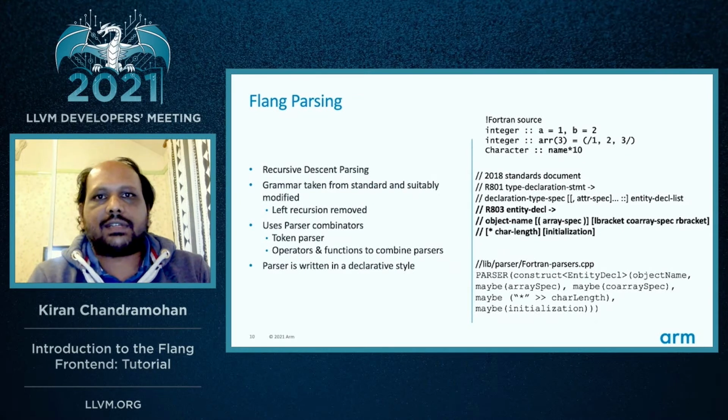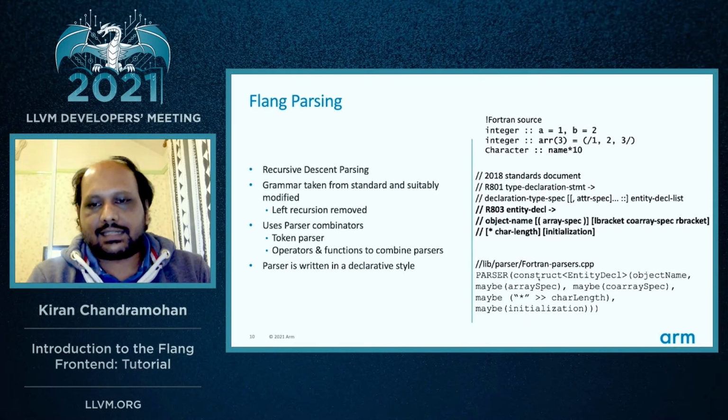So what we have in the Fortran standard is basically an entity declaration, and the entity declaration basically contains an object name followed by an optional array spec, followed by an optional coarray spec, followed by an optional star and a character length, and followed by an optional initialization. And at the bottom, we will see what it looks like in the parser.